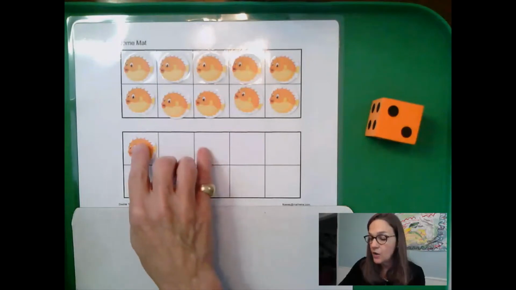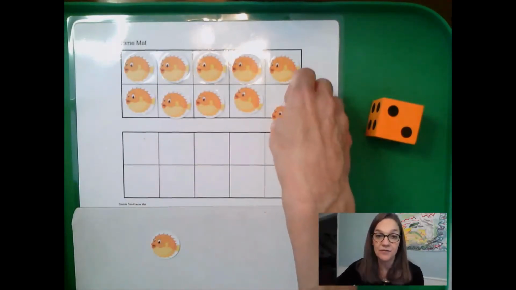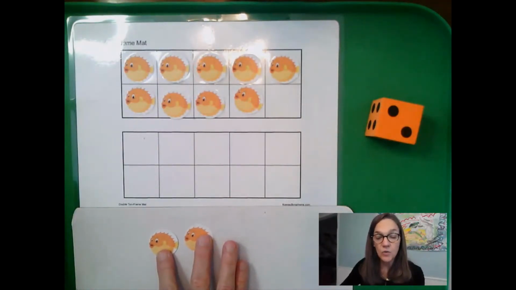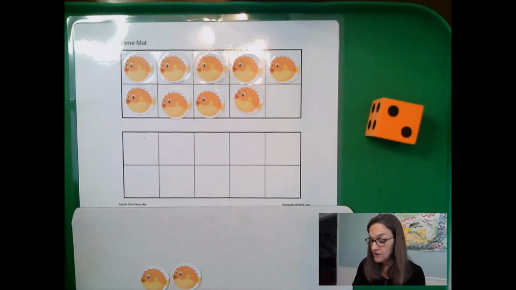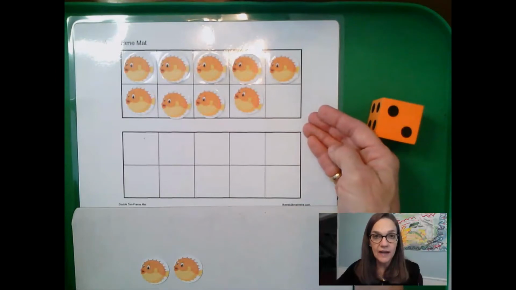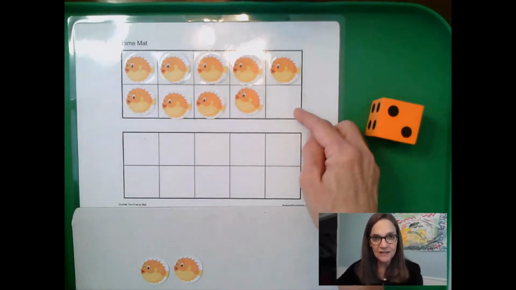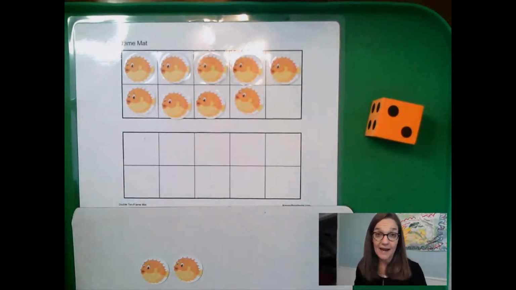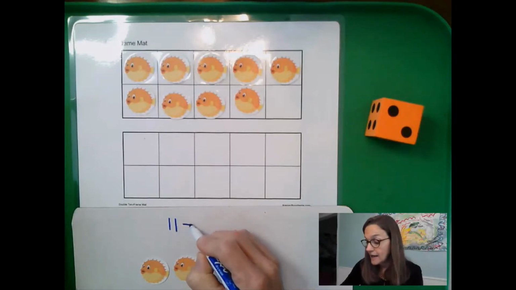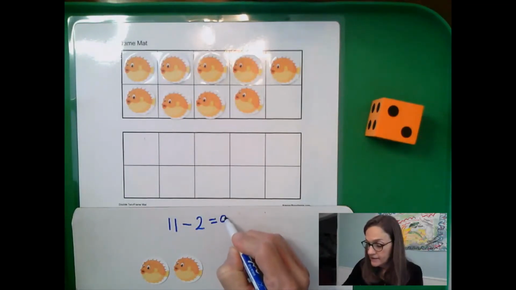So I'll take away 1. And since there's none left there, I'll take 1 from the top 10 frame. 2, okay? So I had 11. I took away 2. Now how many do I have left? Well, when I do it on a 10 frame, it's so easy to see that I've got 9 because we're 1 short of a full 10 frame. How we write that as a subtraction sentence is 11 minus 2 equals 9.